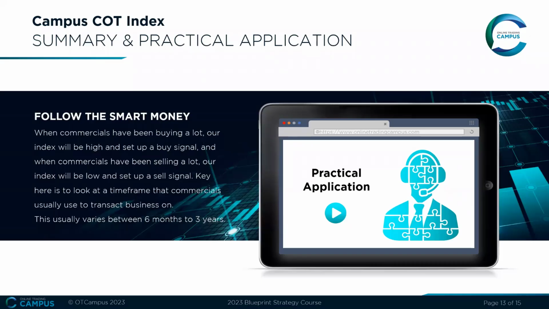So the key is to look at a time frame that commercials usually use to transact their business on. So this usually varies between 6 months and 3 years. Okay, it's not a coincidence that we use 6 months and 3 years. This is just what a major strategy backtester told us to do, that most of the time these are the best anchor points.